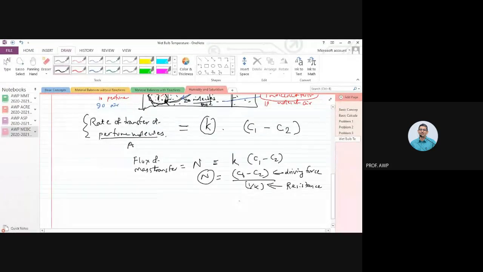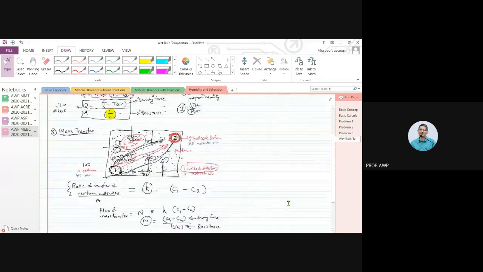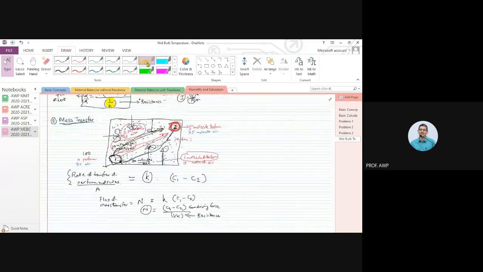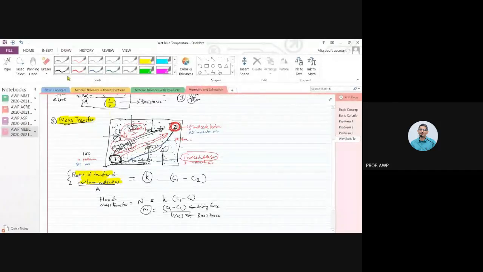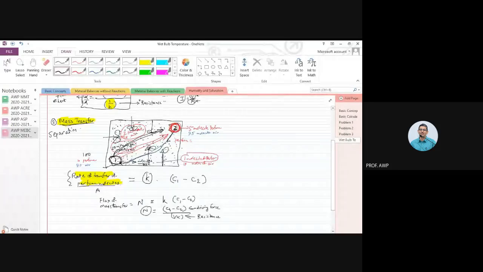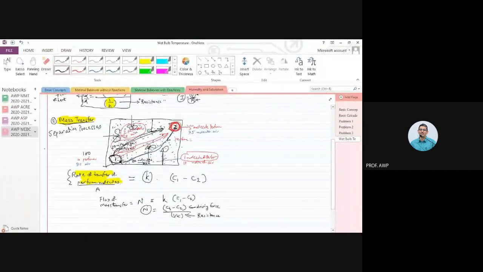So the higher the mass transfer coefficient, the lower the resistance. If I have 1 fan, 2 fans, 5 fans, 10 fans, the mass transfer coefficient will be higher and higher, and the resistance will be lesser and lesser. Again, there are several courses based on this concept of mass transfer. Very important chemical engineering concept. Several separation processes are decided by this mass transfer coefficient.